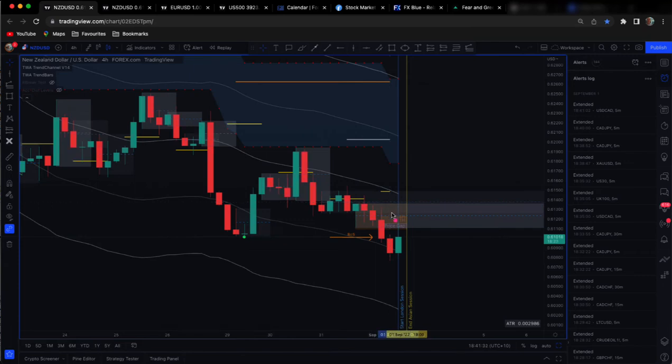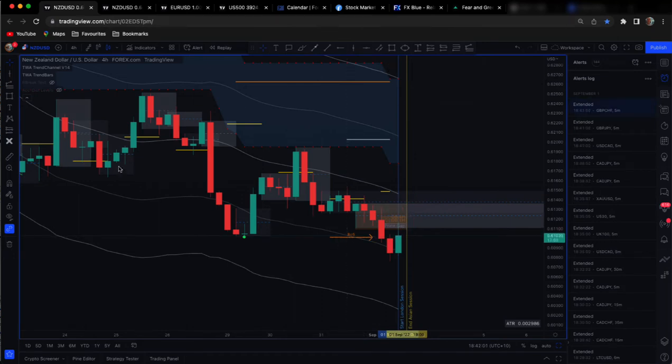When price trades into it, it's a potential opportunity. Sometimes it can trade through and it'll look for order blocks that are further up, but in most cases, this will give us an opportunity if everything else lines up. So we're looking for that. We're looking for price to trade into that.